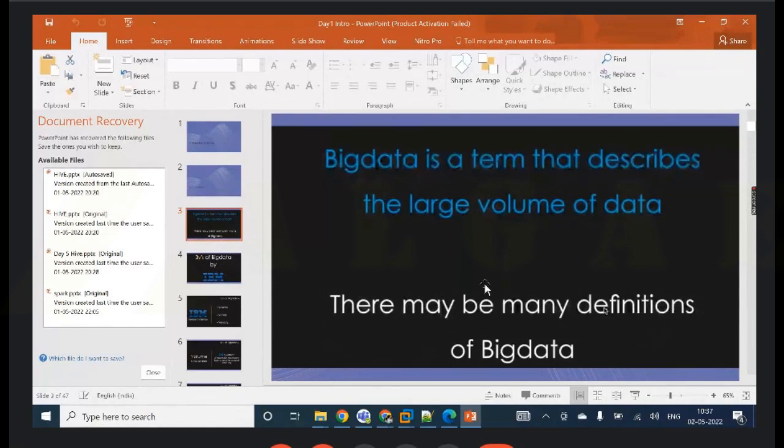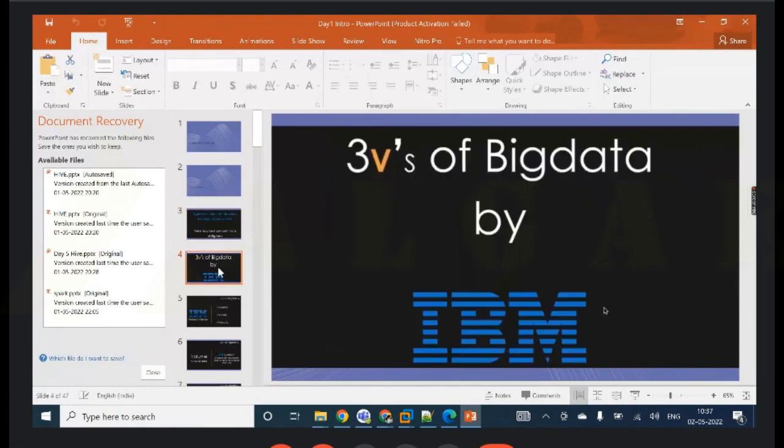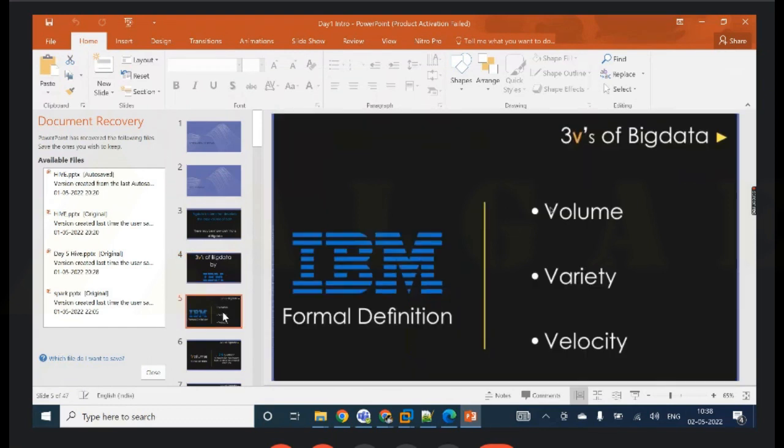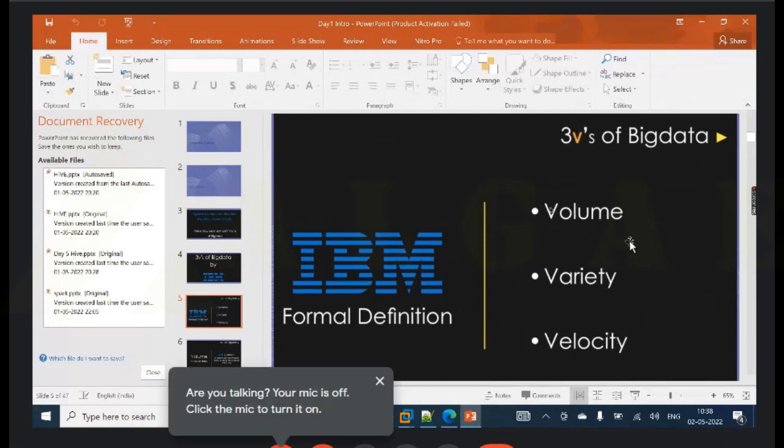So you are doing the IBM course, right? In IBM, you have its own definition for big data. If any framework is accommodating volume, variety, and velocity, then we say that that particular component is big data.